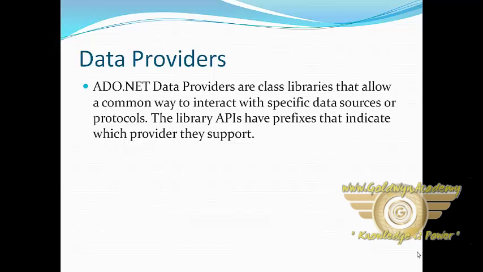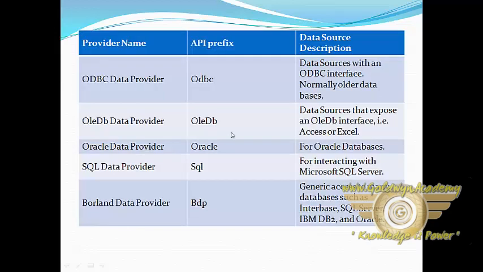The library APIs have prefixes that indicate which provider they support. So these are the various provider names and which API prefix is used for a particular provider. There are various providers like ODBC, OLEDB, Oracle Data Provider, SQL Data Provider, and Borland Data Provider. And these are the various prefixes used to access the APIs for these providers.